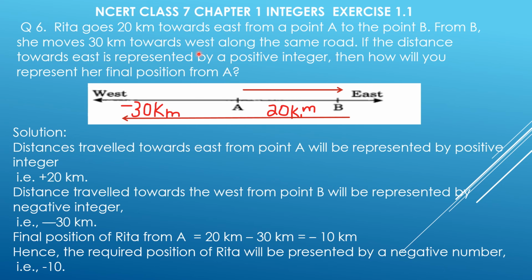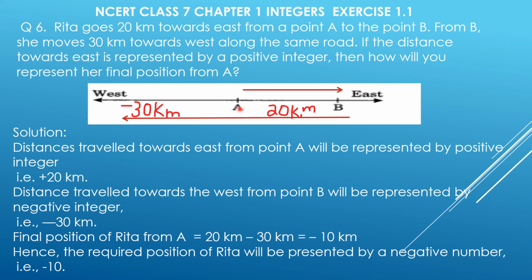The next question, question number 6. Rita goes 20 km towards east from a point A to the point B. From B, she moves 30 km towards west along the same road. If the distance towards east is represented by a positive integer, then how will you represent her final position from A? So this is the question. Now let us understand the question in detail.